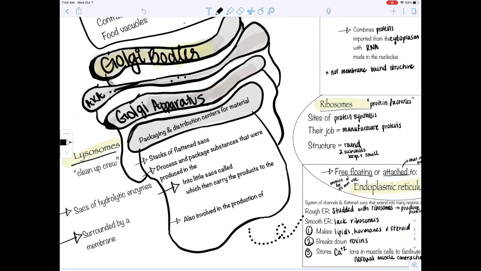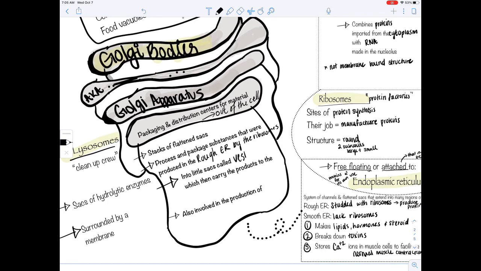Now, your Golgi bodies, also known as Golgi apparatus, are your packaging and distribution centers for materials that need to go out of the cell. These are stacks of flattened sacs. They process and package substances that were produced by the ribosomes in the rough ER into little sacs called vesicles. And then these vesicles carry that product out to the plasma membrane.